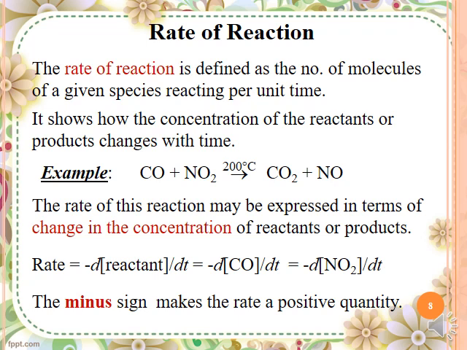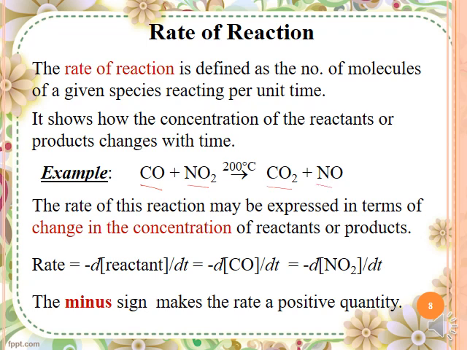Now next we look at rate of reaction. Rate of reaction is defined as the number of molecules of a given species reacting per unit of time, and this will show how the concentration of the reactant or the product changes over time. Now let us look at this example here. Carbon monoxide reacting with nitrogen dioxide at a high temperature of 200 degrees Celsius, forming carbon dioxide and also nitrogen oxide.